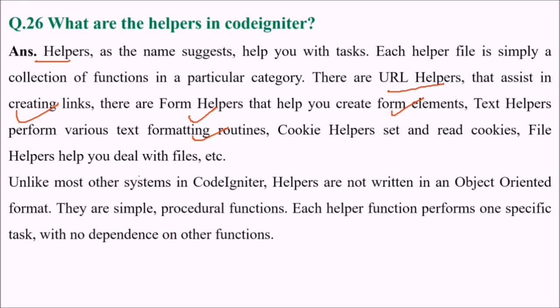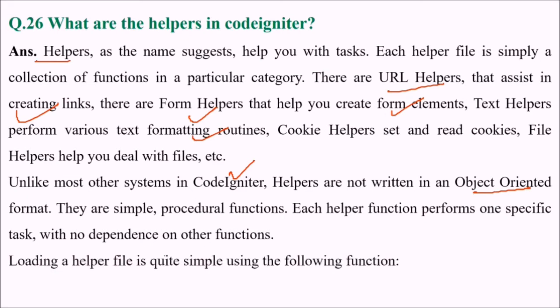Unlike most other systems in CodeIgniter, these helpers are not written in object-oriented format. Please understand, they are not written in object-oriented form. They are simply procedural functions. Each helper function performs certain tasks with no dependence on another function. Loading a helper file is as simple as what we have seen earlier: $this->load->helper and then the name of the helper.